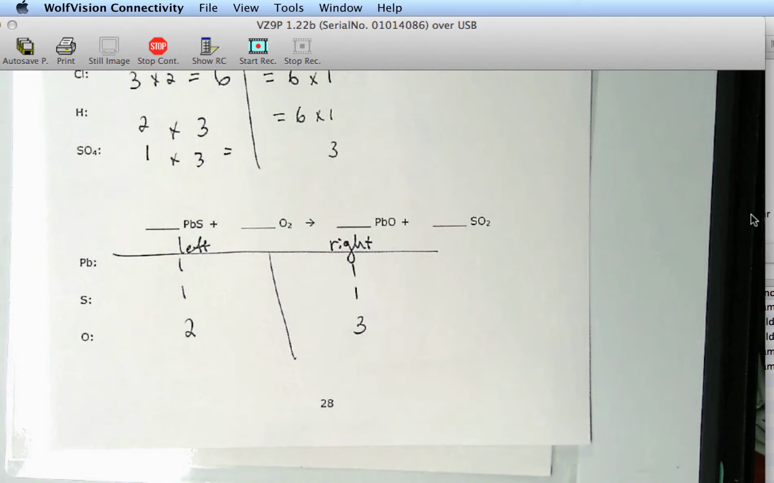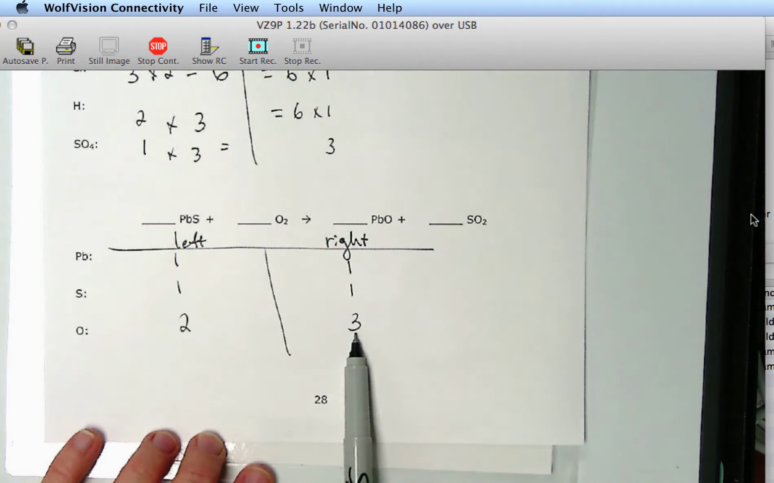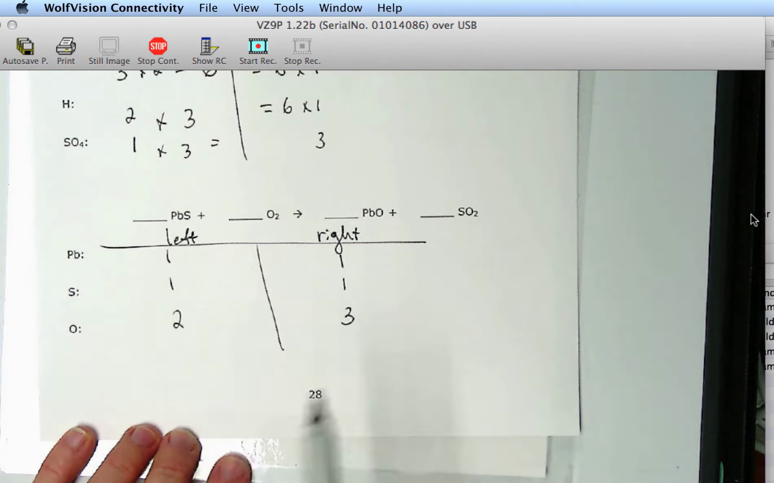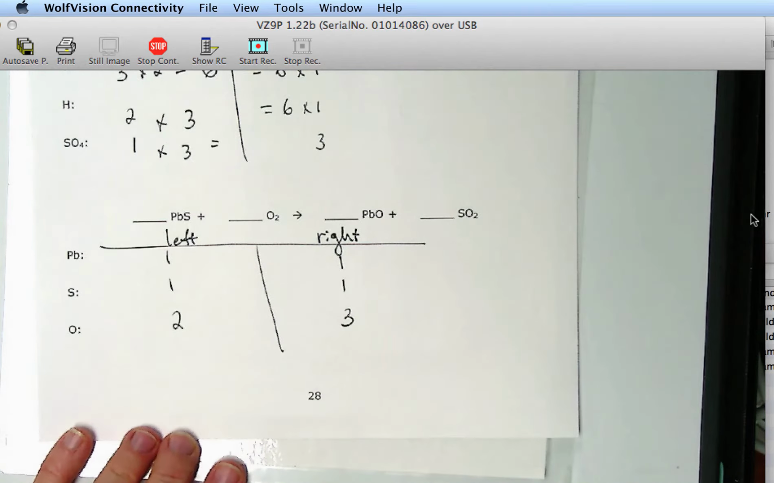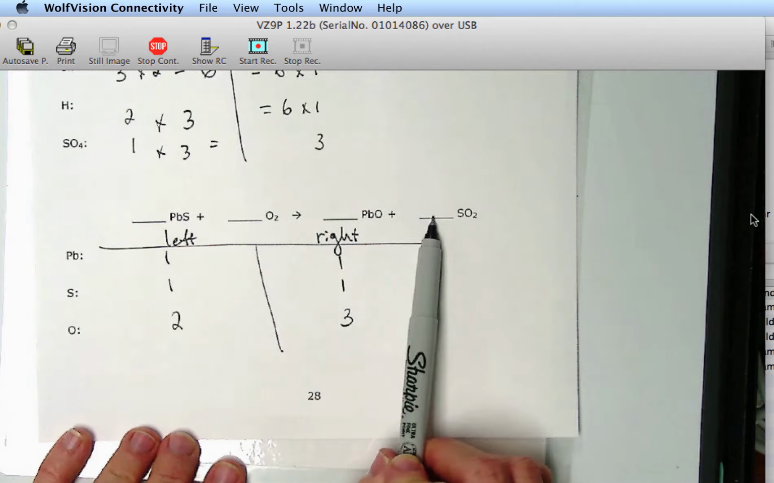And so this is a case where what I told you, stay away from balancing the one that's in both products. So what am I supposed to do? You have an odd number of oxygens on the right side and an even number on the left side. Whenever you have that occurring, make the odd side even. Does that make sense? Make the odd side even. So you will have to put a 2 in front of one of these products.